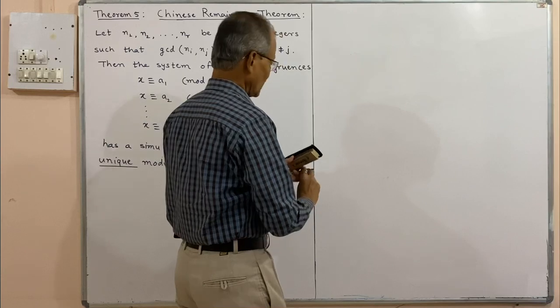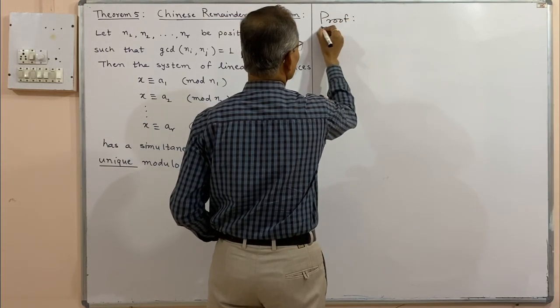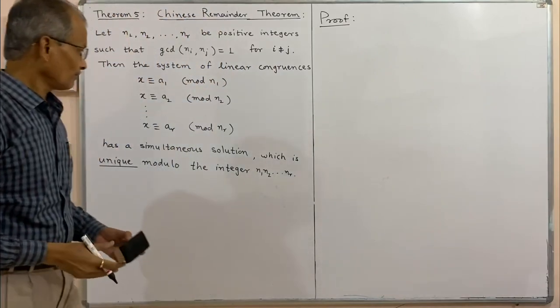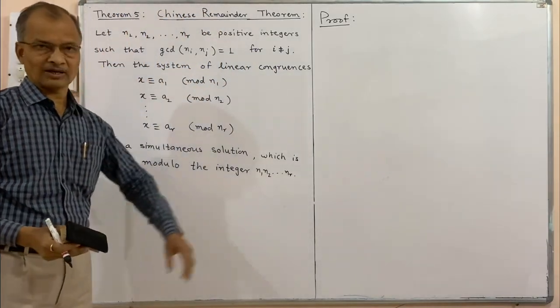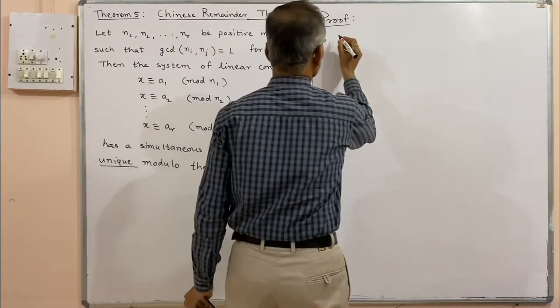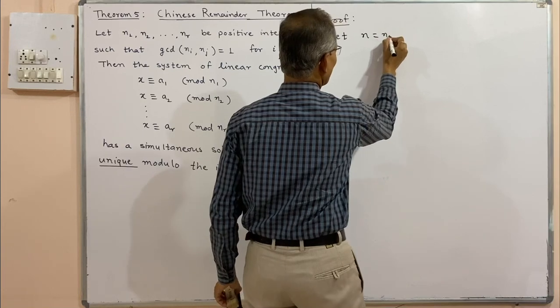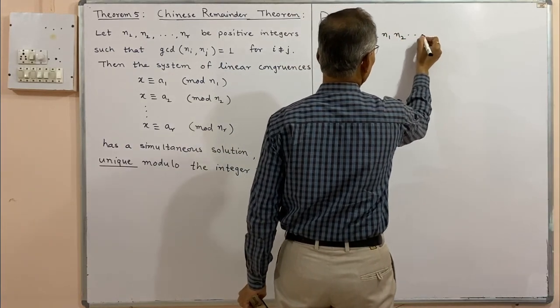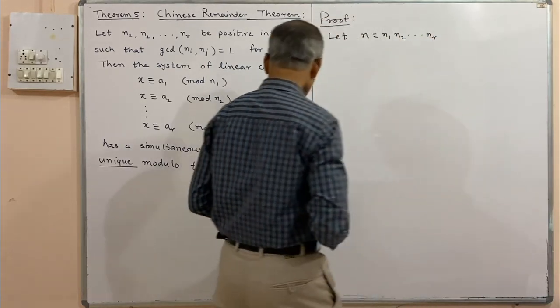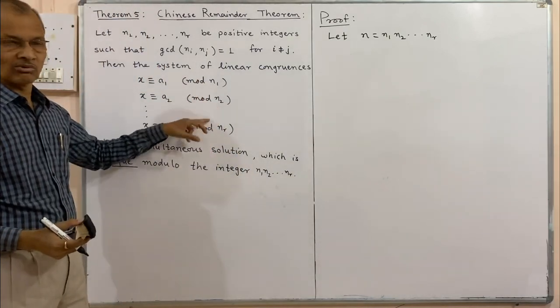I shall write the proof here. We first form the product of n1, n2, up to nr, and suppose this single number is n, that is, let n be equal to n1 into n2 and so on up to nr. These n1, n2, nr are the moduli of each congruence.